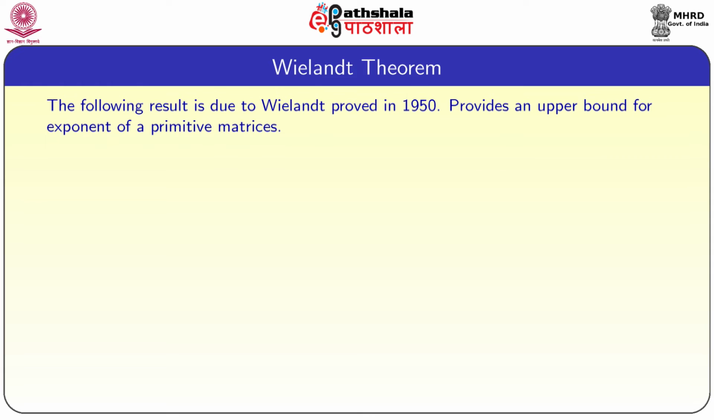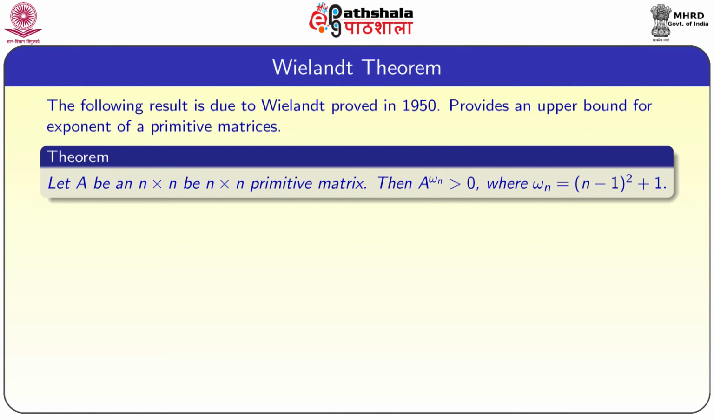Wielandt proved the following result in 1950. It provides an upper bound for the exponent of primitive matrices. Let A be an n by n primitive matrix, then A power omega n is greater than 0, where omega n is equal to n minus 1 whole square plus 1. With this remarkable result, we have that 1 is less than or equal to the exponent of A, which is less than or equal to omega of n.